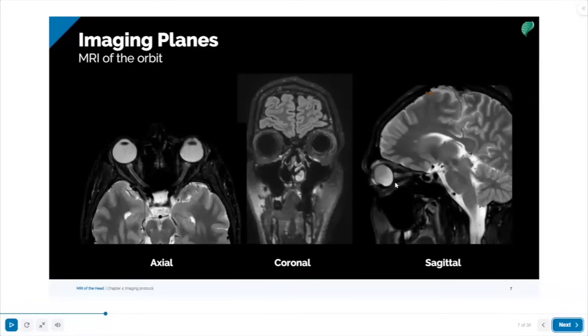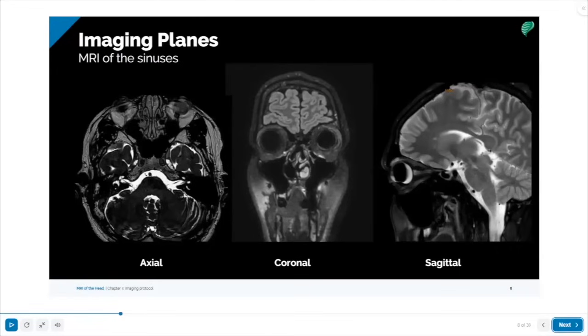So if you look at, here's our sagittal, we can see the globe here, we can see the muscles above and below, and then we can see the optic nerve travels right through the middle here. In order to get that oblique sagittal, we would angle our slices to the path of the optic nerve. Okay, so we would angle right along this way to give us that oblique sagittal. Okay, all right.